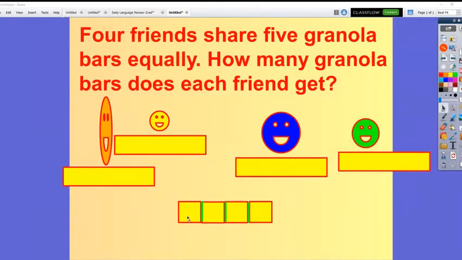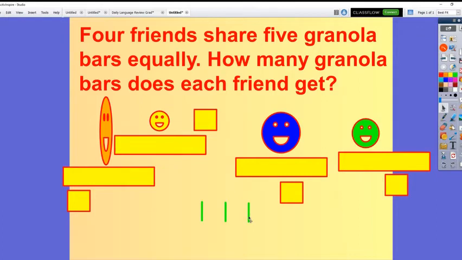There won't be any argument. Look, tall orange happy face, you get this one. Look at you, little yellow, you'll get this one. Blue, you're going to get this one. And green, you're going to get this one. And these were our choppers, so we can take our choppers away. And now, everyone has the same amount. But we do have an issue. How much is it that each person gets? Because it says, how many granola bars does each friend get?